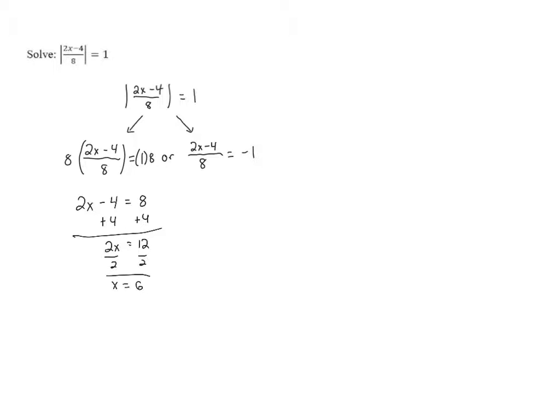And we'll solve the other equation in the same way. We need to get rid of the fraction, so we multiply by the LCD, which is 8. On the left, again, that gives us 2x minus 4. But on the right, we have negative 8, because negative 1 times 8 is negative 8. And now we get x alone by adding 4 to both sides, which gives us 2x equals negative 4, and then dividing by 2, which gives us x equals negative 2.